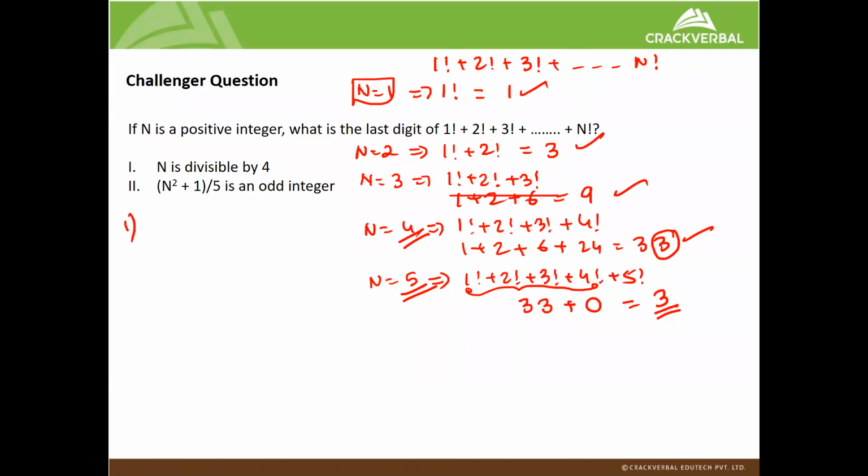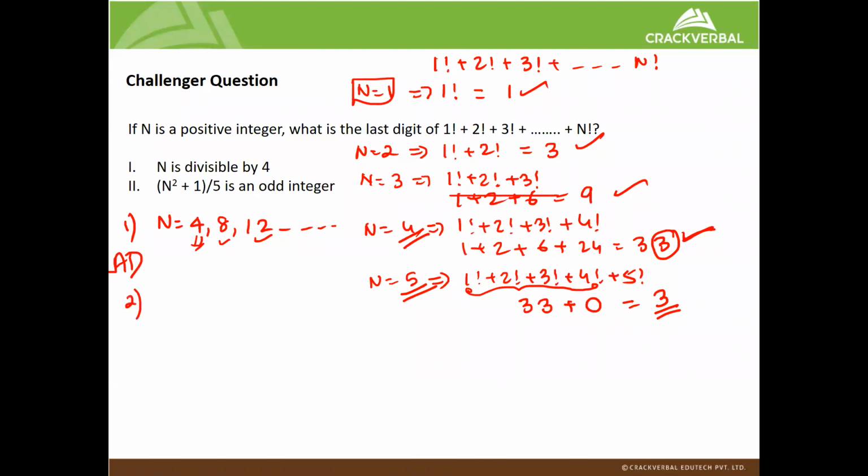Now let's look at the first statement. It tells me n is divisible by 4. If n is divisible by 4, n can be 4, 8, 12, and so on. If I take n as 4 factorial, the unit digit is 3. With 8 factorial, the unit digit will still be 3. With 12 factorial, it will still be 3. So the first statement clearly is sufficient, and most of you figured this out.